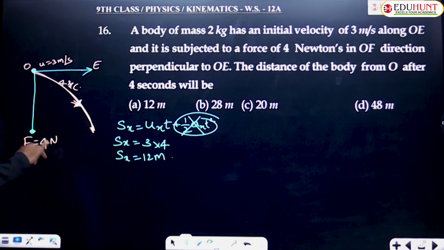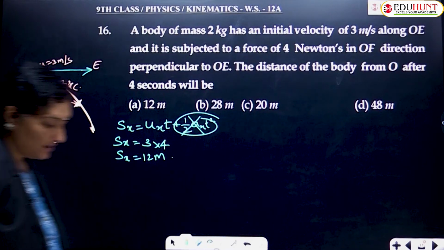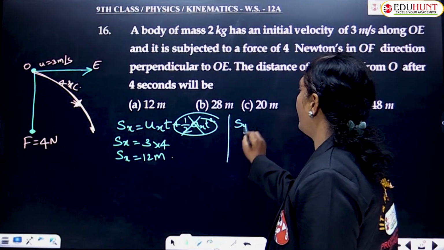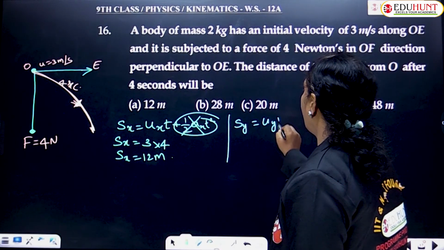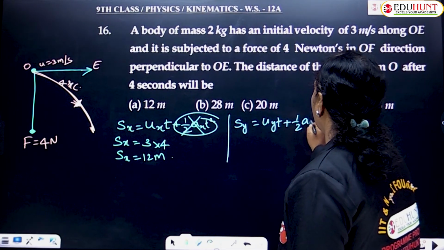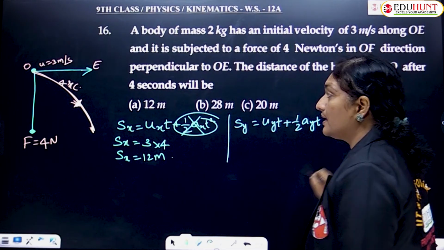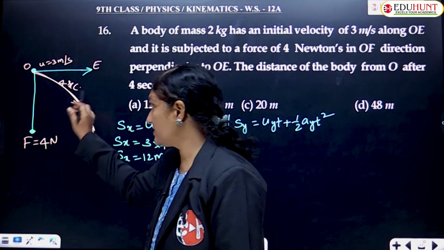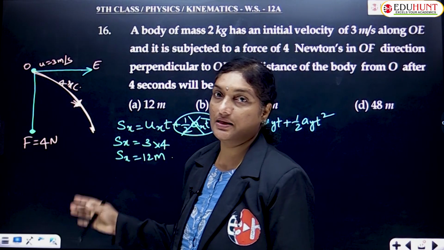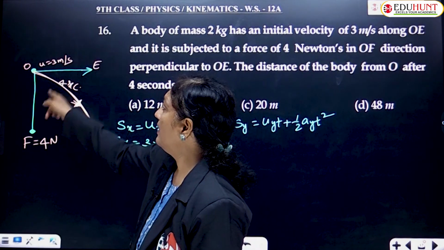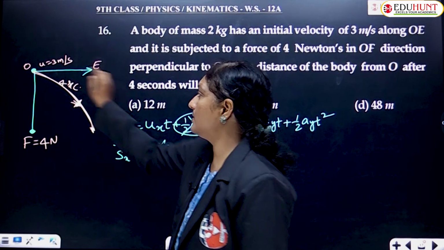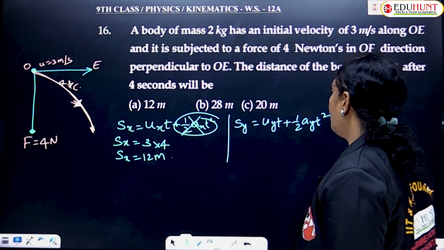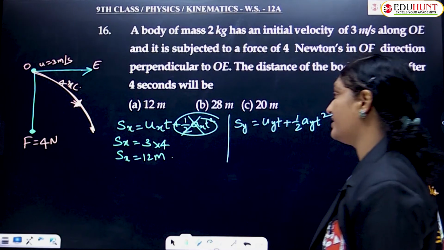Now we also need to find the vertical distance. In order to find the vertical distance covered by the body, you need to take the formula Sy equals Uy into t plus half Ay into t square. Children, this body is not falling due to gravity. Because of a certain force, the body is projected. The reason why I told you that it can also act in any direction. You can plot this graph in any particular direction because it is not under gravity.